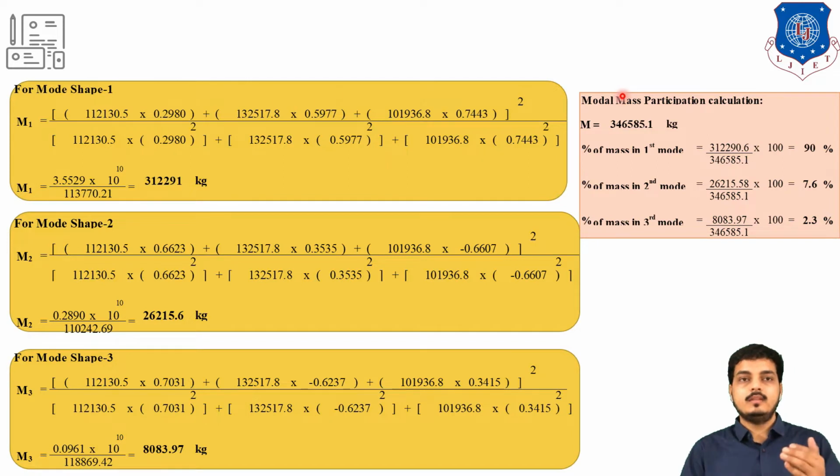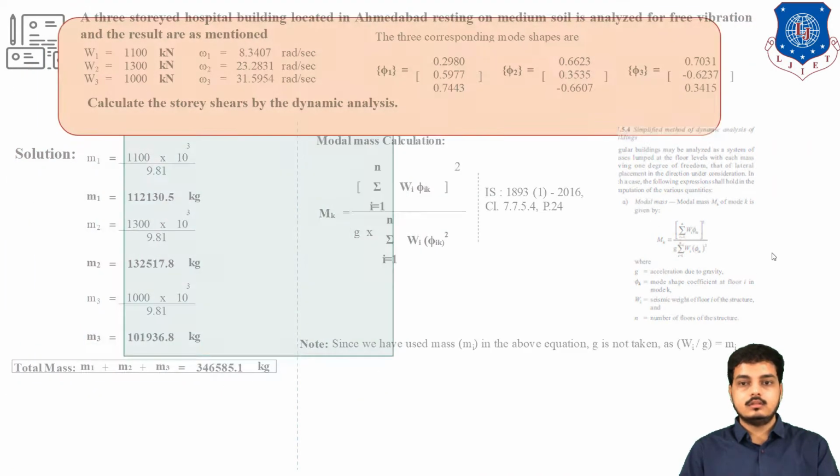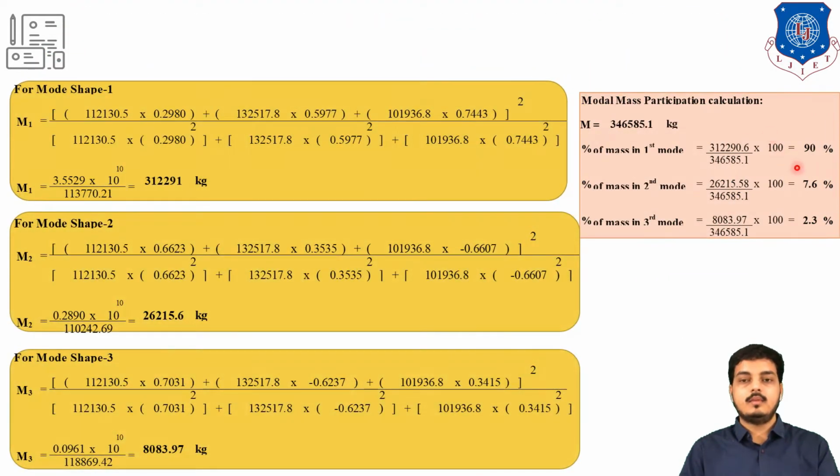Now what will be the participation factor? Means, in the sense, what will be the participation of each mode? That can be carried out using the total mass. We have to find out the percentage of each mode. So the percentage of mass in the first mode is nothing but 312291 divided by the total mass, which we have already calculated over here. So divide by total mass and multiply by 100, and we'll get the percentage.